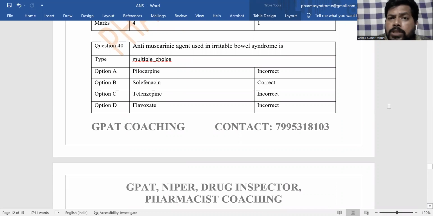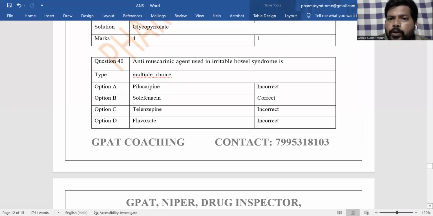Next, the anti-muscarinic agent used in irritable bowel syndrome is. So the anti-muscarinic drug used in the treatment of irritable bowel syndrome is. Pilocarpine is for the treatment of glaucoma, solifenacin is useful for problems with the urinary bladder, telenzepine is not a drug of choice for irritable bowel syndrome, and the flavoxate, sorry for my inconvenience, solifenacin is a drug of choice for treatment of irritable bowel syndrome.